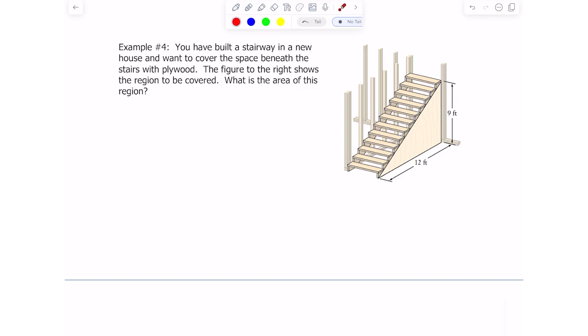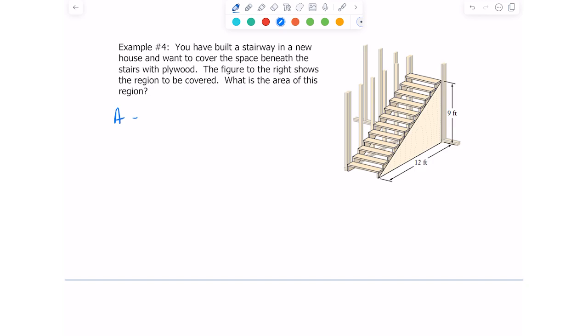In this next example, you've built a stairway in a new house and you want to cover the space beneath the stairs with plywood. So we're talking about this part right here. The figure to the right shows the region to be covered. So if we're covering a region, we're looking for the area. So how would I find the area of that region?